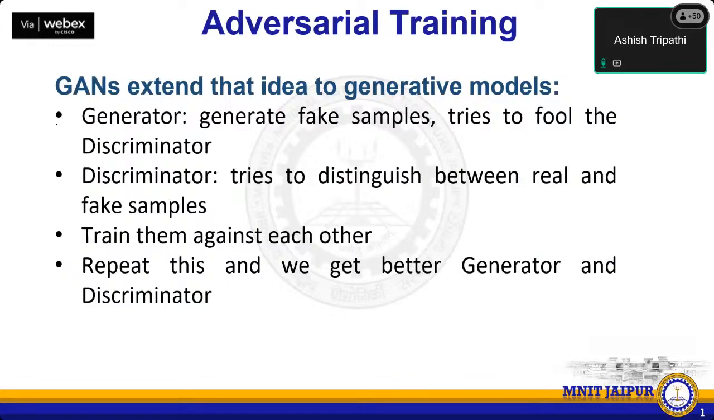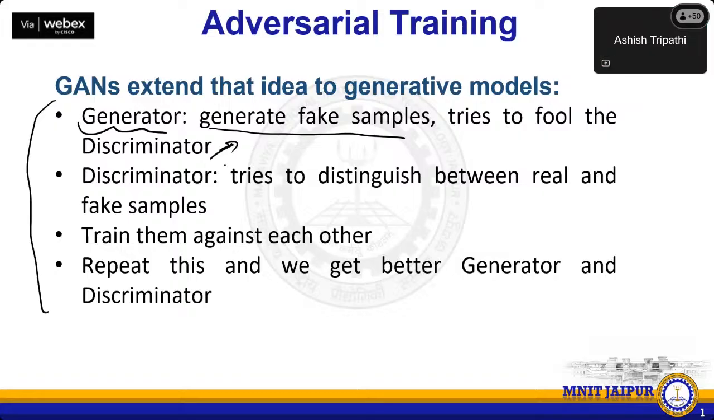Overall, if I want to summarize the things that I have discussed so far, we have a generator. Its task is to generate the fake sample, and it tries to fool the discriminator. And we have a discriminator. It tries to distinguish between the real and the fake samples. Both the generator and discriminator have to train against each other, and we have to repeat till we get a better generator and discriminator. So we need to improve both over the course of iteration.